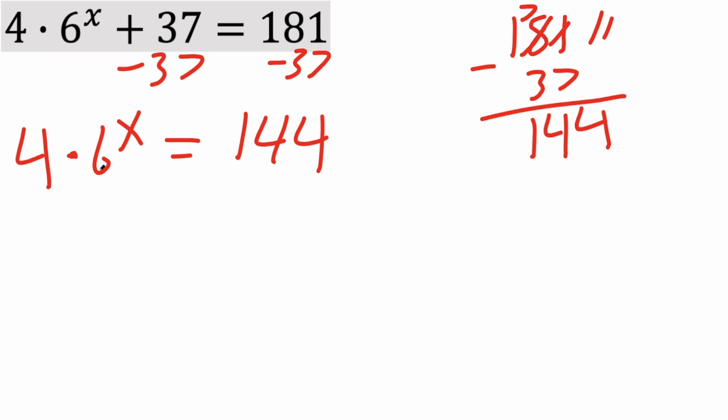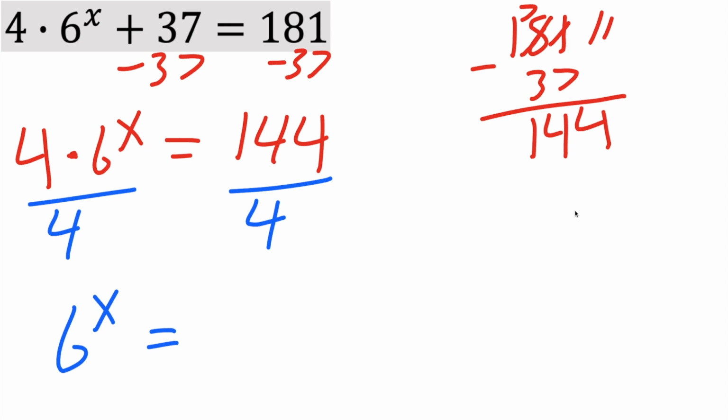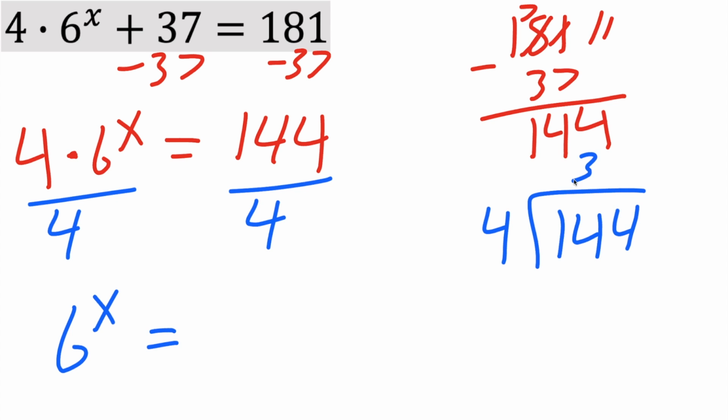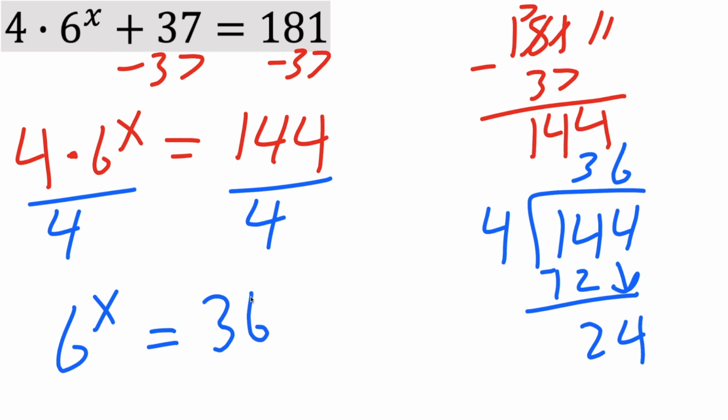We have a 4 in front of the 6 raised to x, so we need to divide by 4 on both sides, and so we get 6 raised to x is equal to, we can do old-fashioned division. Again, if you can use a calculator, go for it. If not, it's not too much of an issue. How many times does 4 go into 14? 3. 4 times 3 is 12. Subtract 14 minus 12, we get 2. Bring down the 4. How many times does 4 go into 24? Well, 6. 4 times 6 is 24. So we get 36.